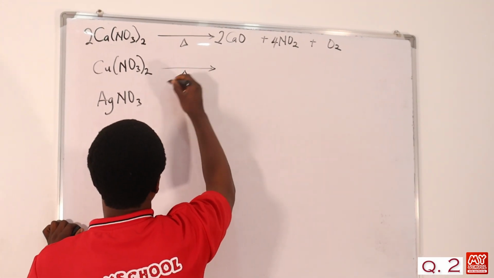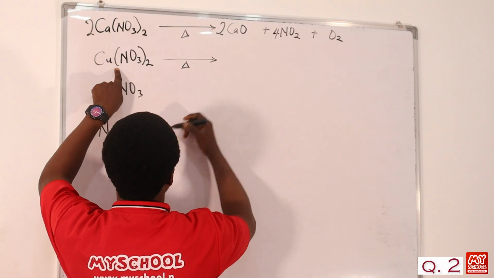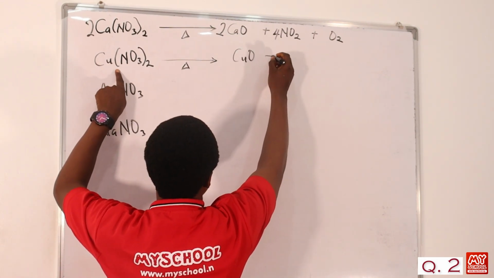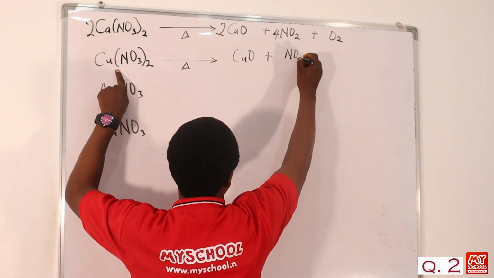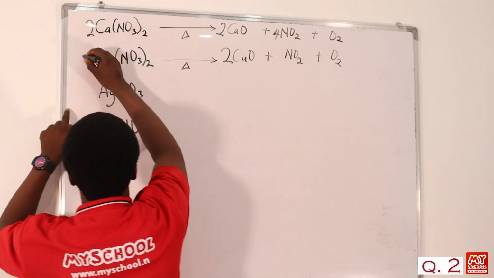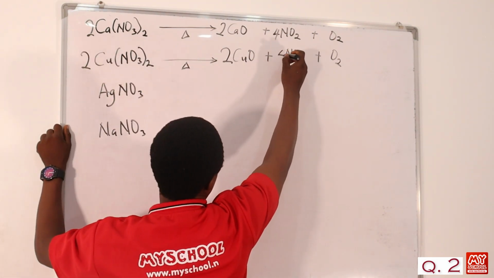So when we decompose copper nitrate, we are going to have something more like this. We have copper oxide, we have NO2, and then we have oxygen also. If you balance it, you have 2 of this here, then we have 4 here.